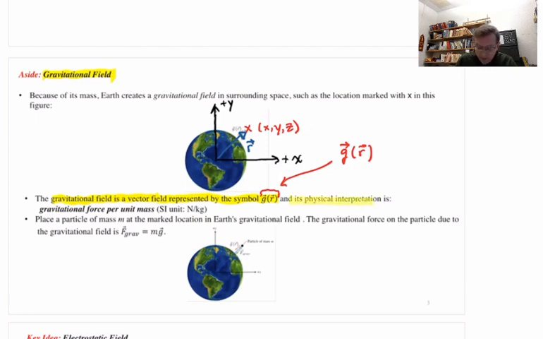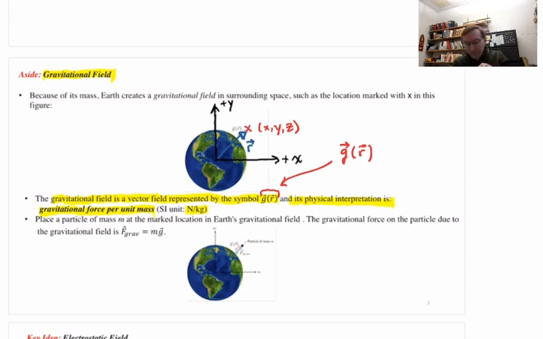All right, so the gravitational field is a vector field represented by the symbol G arrow of R arrow, and its physical interpretation is gravitational force per unit mass. Per means divide, right? At the location where the X is. Gravitational force per unit mass there. Note then the SI unit of gravitational field would be the unit of force divided by the unit of mass, Newton per kilogram, which is equivalent to a meter per second squared. But it's more telling to say Newton per kilogram because gravitational field is, in essence, by definition, gravitational force per unit mass, Newton per kilogram.